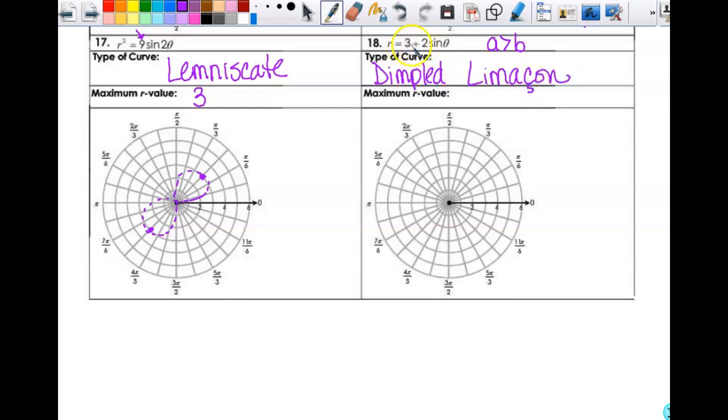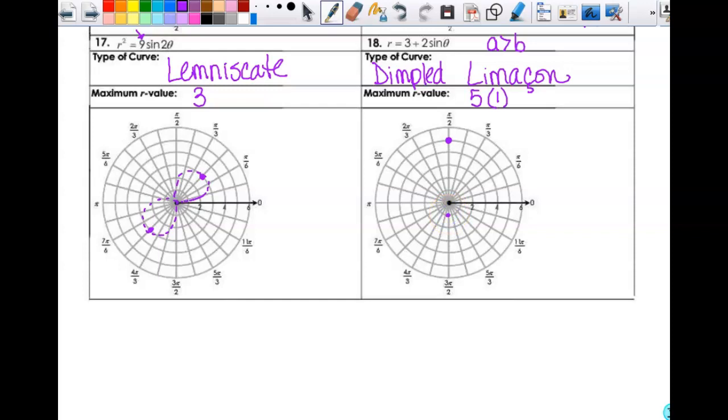So I have 2 r values I'm concerned with. My actual maximum r value, I add these 2 together and I get 5. The other one I need, I subtract the 2 and I get 1. Okay. For a dimpled limaçon, I don't have a point at the pole again, but I'm going to start counting from here. This is sine and it's positive, so I count up 5. That's my maximum r value. Then from the pole, I go down 1.